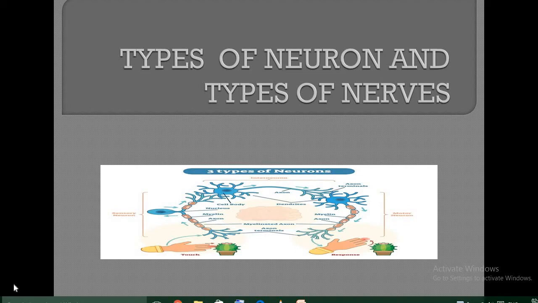Good morning, students. So we are going to resume our classes, and in today's topic we will discuss the types of neuron and the types of nerves. Types of neuron is based on their structure and the types of nerves is based on their function. So let's start with the class.